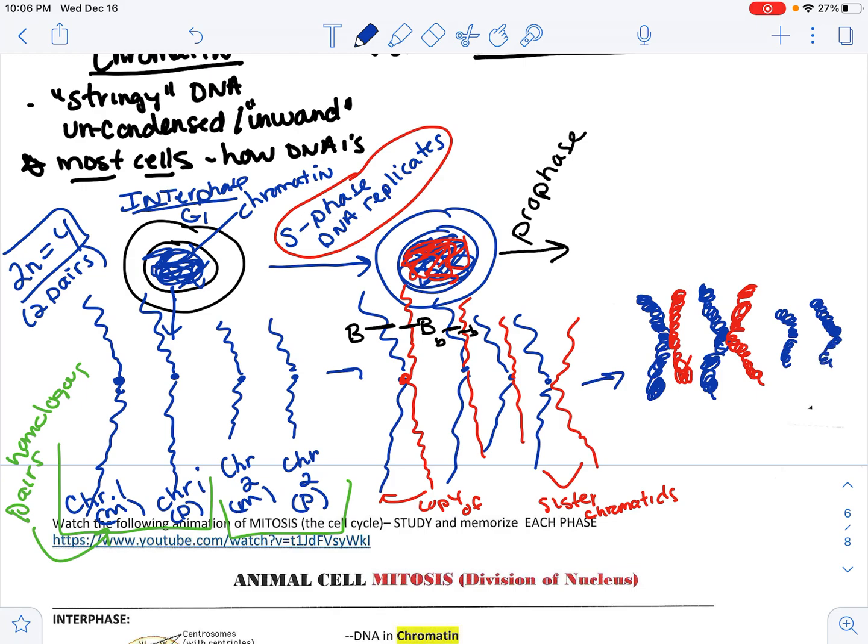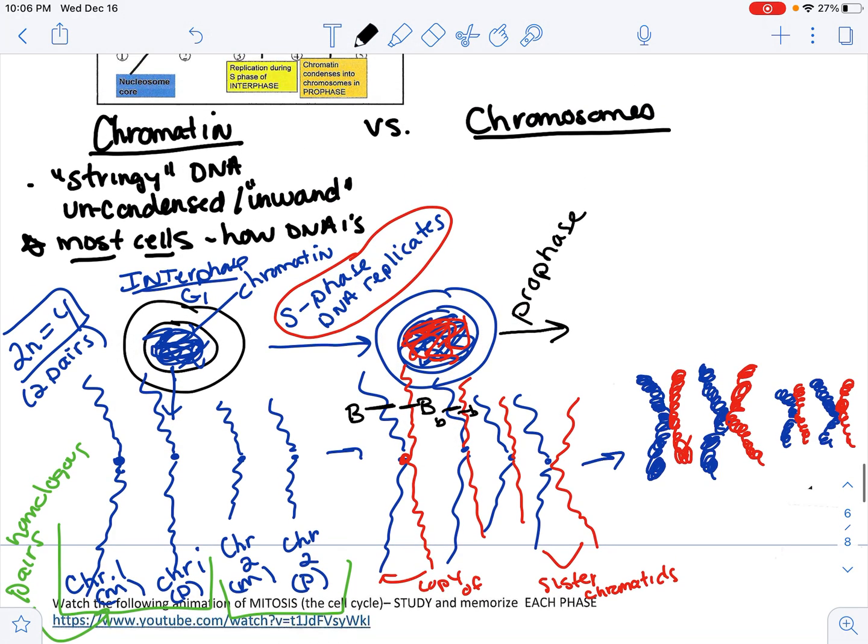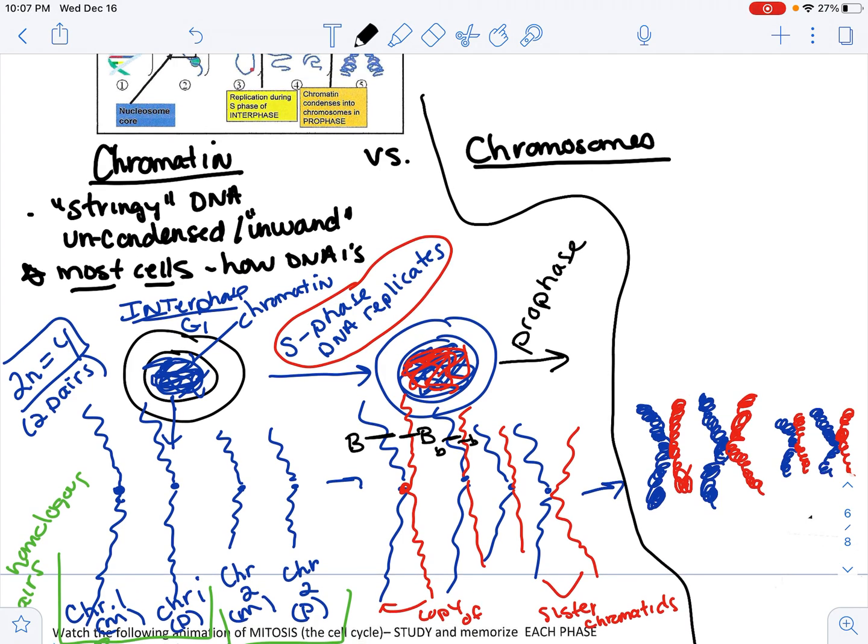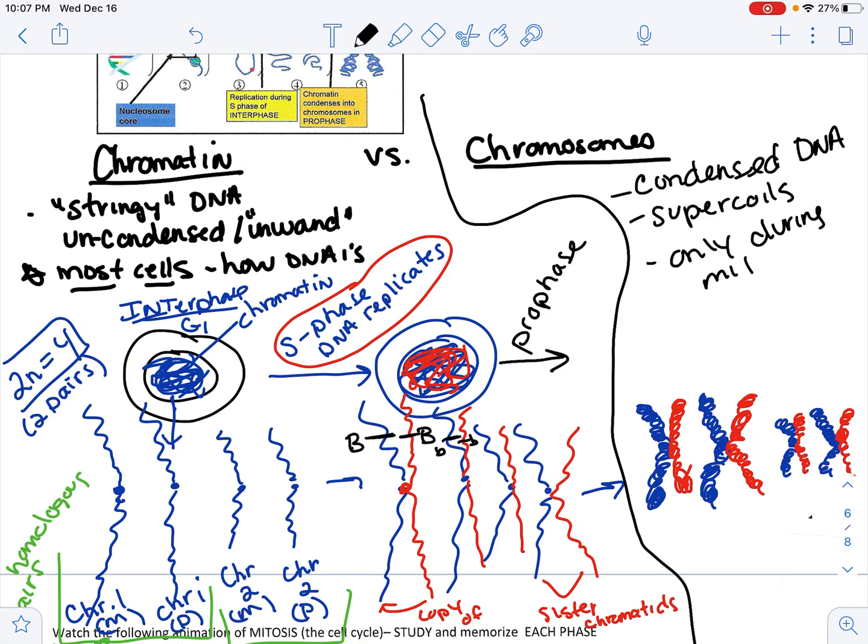So the DNA, the chromatin, just supercoils and condenses into chromosome shapes that look like X's. Okay. So these are chromosomes now, all right? So if we're dividing this picture, chromosomes are not stringy DNA. We call them condensed DNA, or supercoils. And this is only during cell division or mitosis that it does this. And specifically, it does it in prophase.